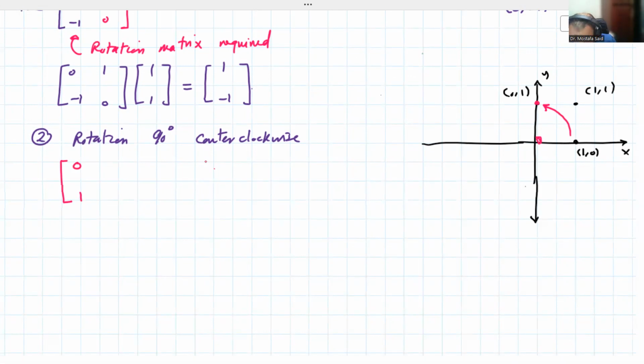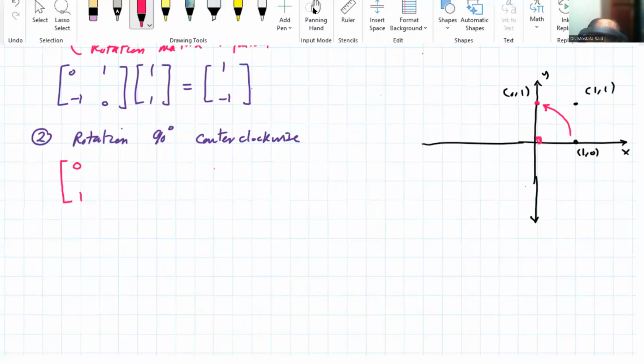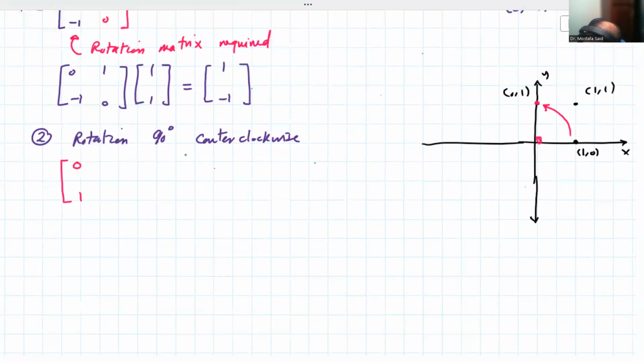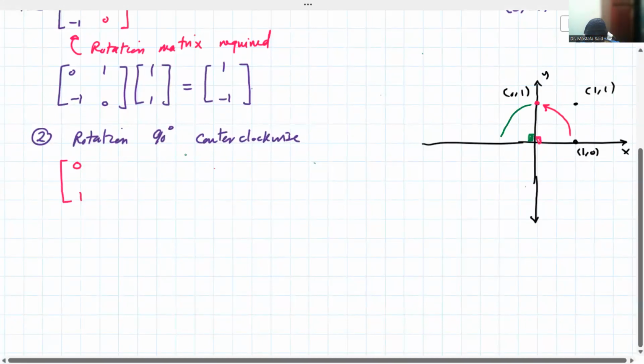How about the second point, 0, 1? Let's do it with green, for example. So we're going to move 90 degrees. Remember, this is also 90 degrees and it's counterclockwise. So we're going to move like that, and we're going to end up here at minus 1 and 0. Minus 1 and 0. That's it. That's your point, my friend.